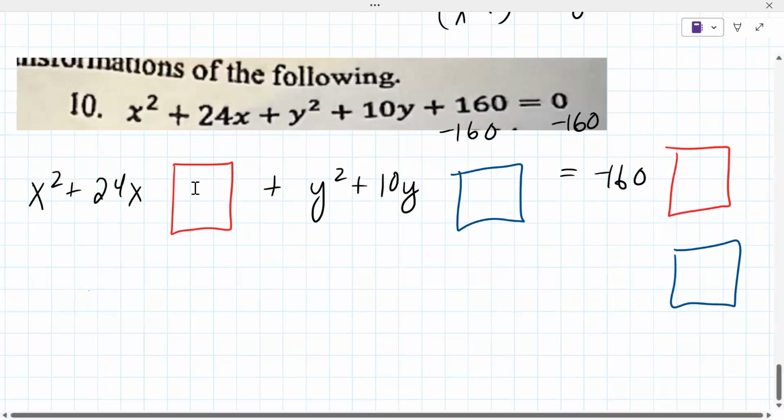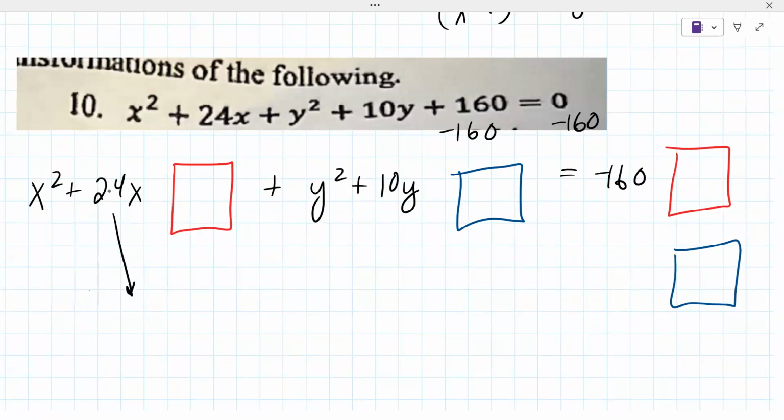All right, so the number that goes in the box here is this number in the middle, but you have to do two things to it. The first thing you have to do is divide it by 2. What is 24 divided by 2? 12. So that goes in parentheses here. And then you square it. So what is 12 squared? 144. 144, and that goes in both sides.